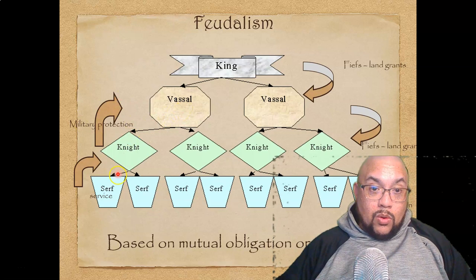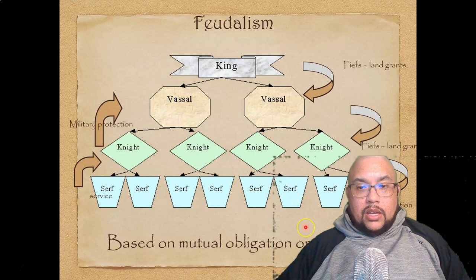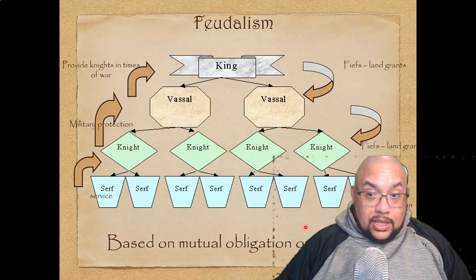Now, what do the vassals give the king? You're probably going to guess correctly. When the king goes off to war, then the vassals get the knights, the knights get the serfs, and they all go off to war.